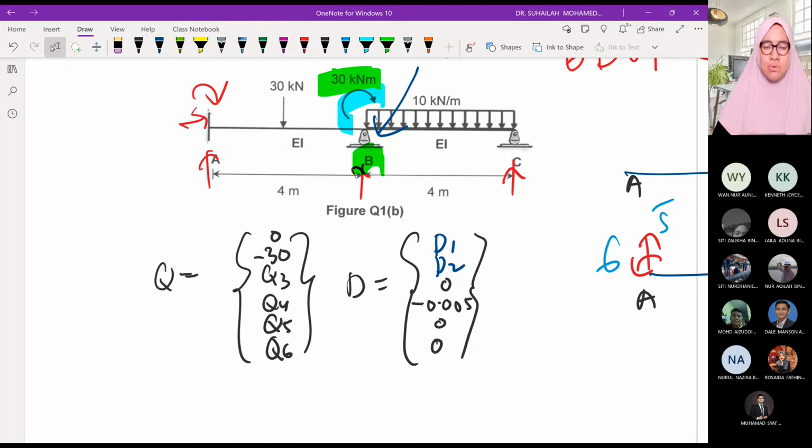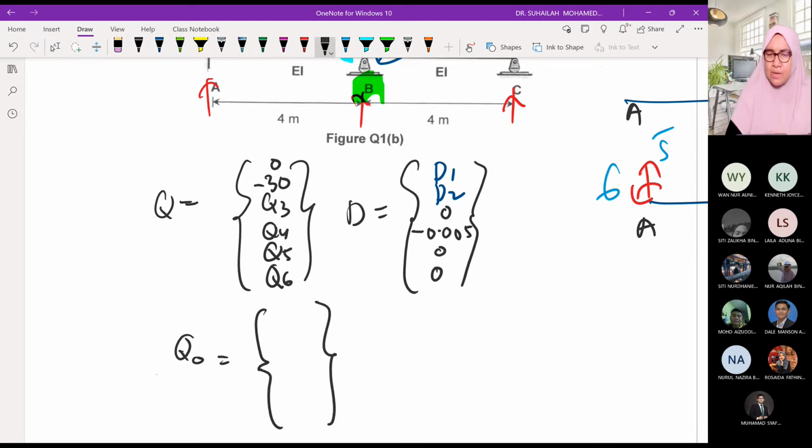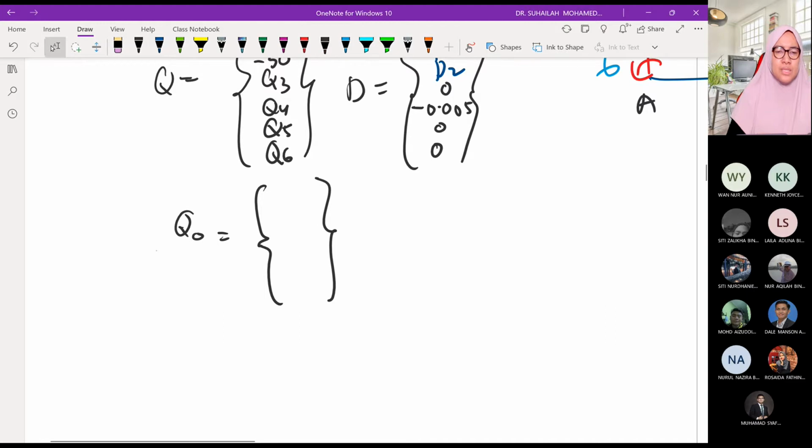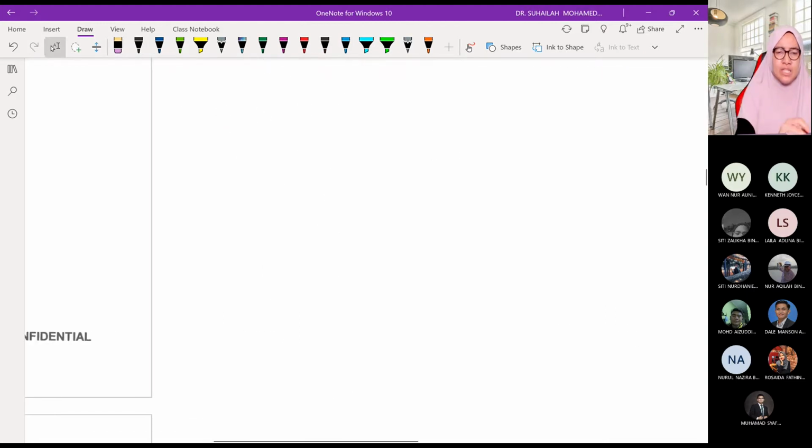Then for Q0, do as usual. For Q10 and Q20, the same as the earlier steps. So we get Q, and one more is Q0. Q0 here, 66 has a value. Then substitute. Okay, then write in the stiffness equation.